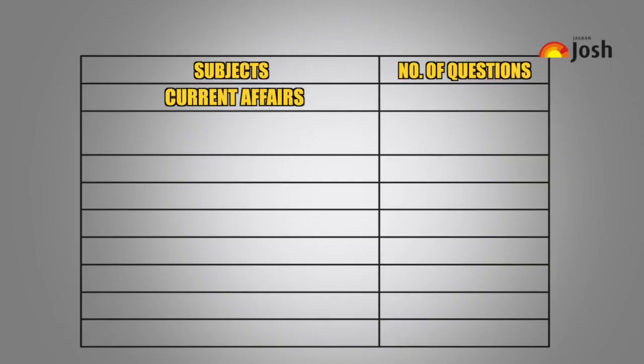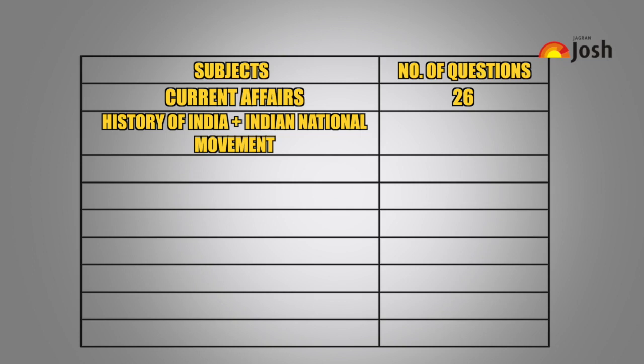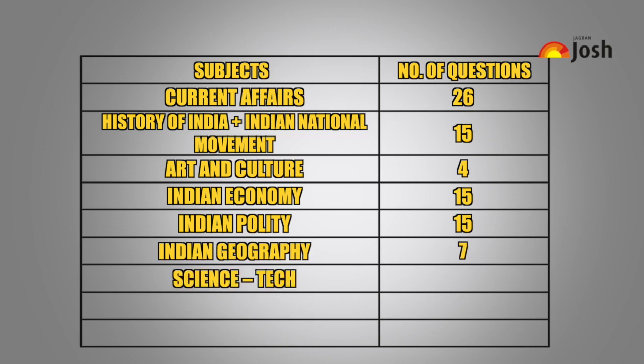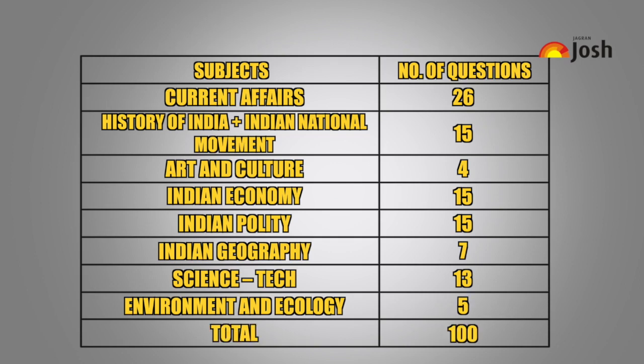From the topic of current affairs, we had 26 questions. From the topic of history of India plus Indian national movement, we had 15. From the topic of art and culture, there were 4 questions, while from Indian economy and Indian polity, there were 15 each. From Indian geography, there were 7, while from science and technology, we had 13 questions. From the topic of environment and ecology, there were 5 questions, making it a total of 100 questions. Now let's take a closer look.